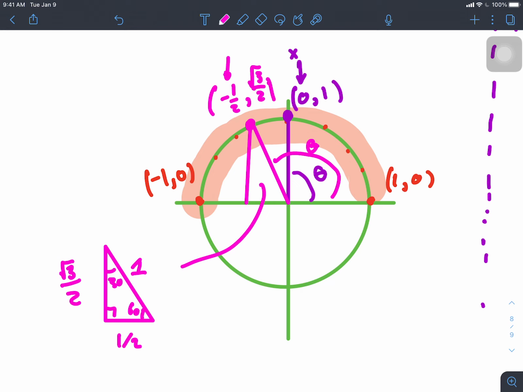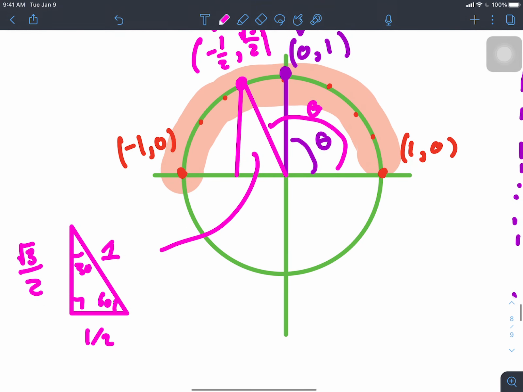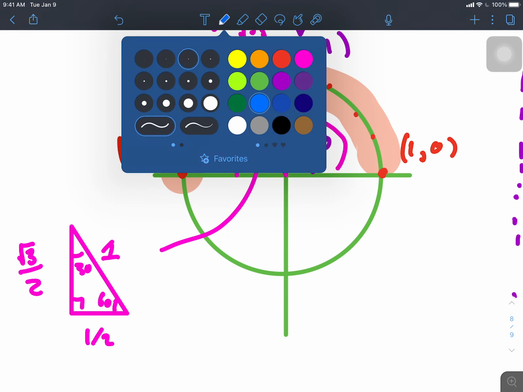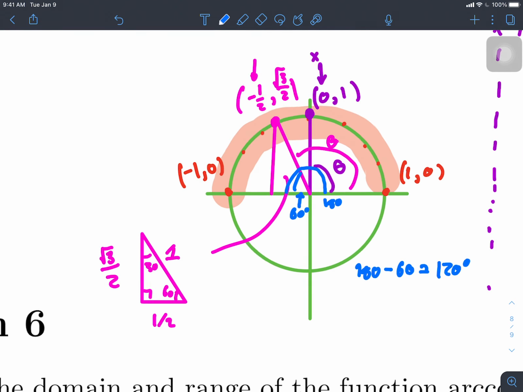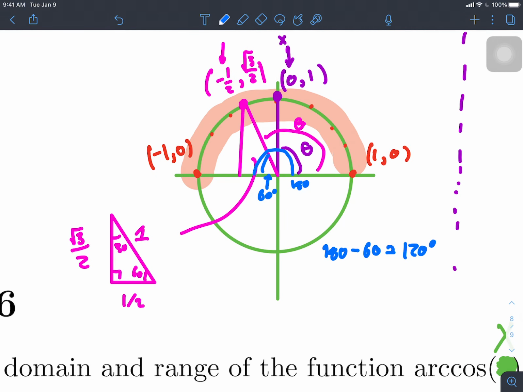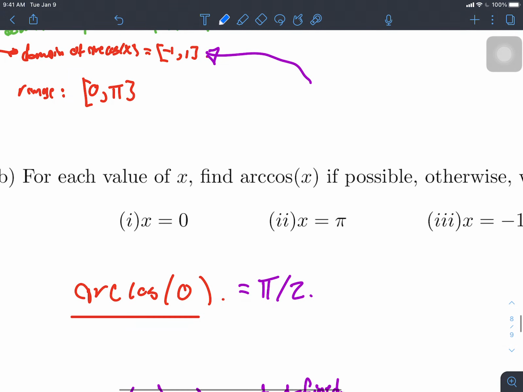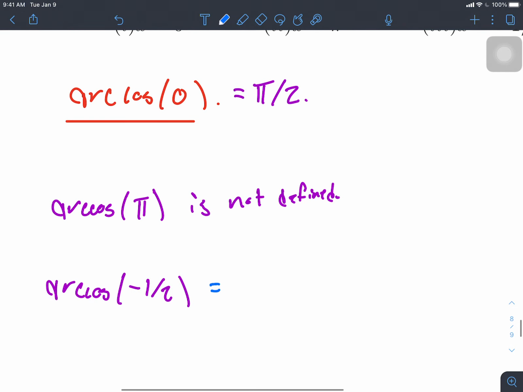And we now can recognize that this blue angle here is 60 degrees. And I know that all the way from here to here would be 180. So 180 minus 60 is going to give us 120 degrees. Or, let's see, 2 pi over 3. So this is going to be equal to 2 pi over 3.